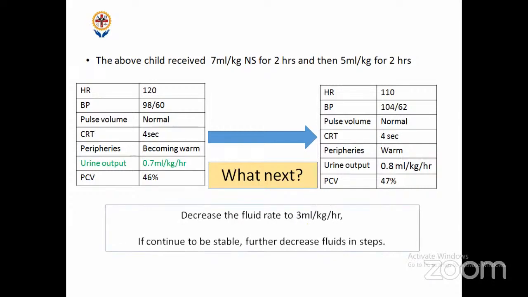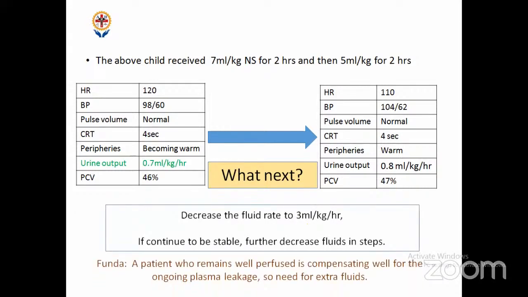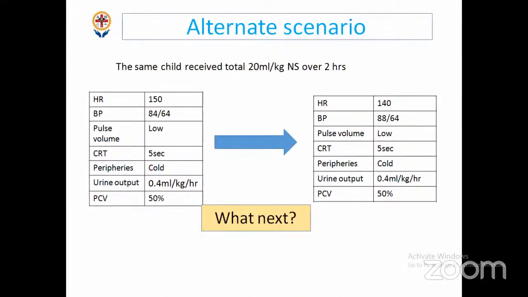So I will bring down the fluid rate and I will stop the fluid as the child improves further. The main point is the body is compensating very well for the ongoing plasma leak. So we don't need to give more fluids, because we know that within 48 hours the child will recover and take the leaked fluid back into the intravascular volume. Okay, till now we are seeing the improvement scenario.